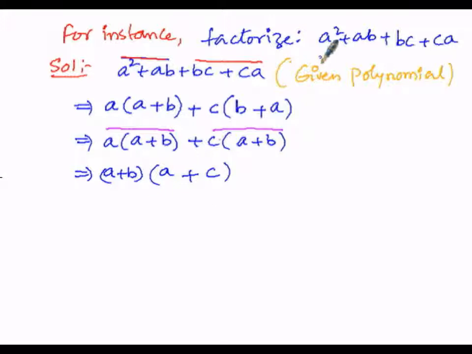Therefore a square plus ab plus bc plus ca is factorized in this manner with the factors as a plus b as first factor and the next factor as a plus c. So here hence a square plus ab plus bc plus ca is equal to, factors are a plus b and a plus c.